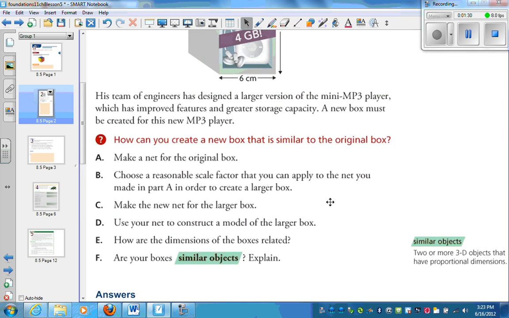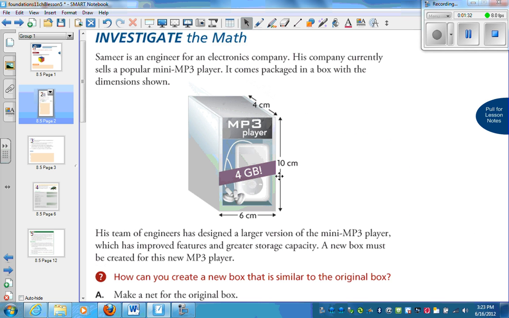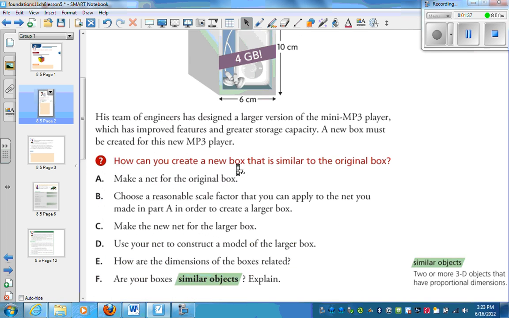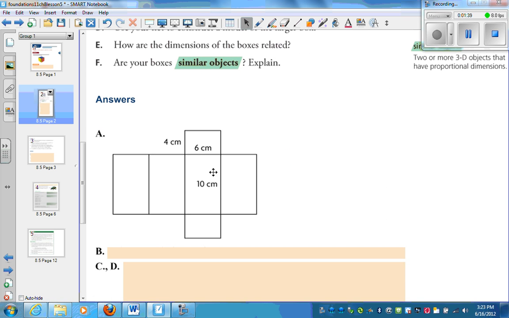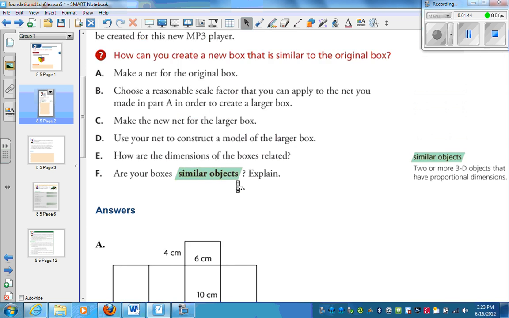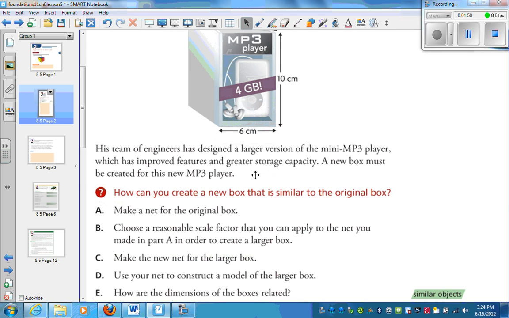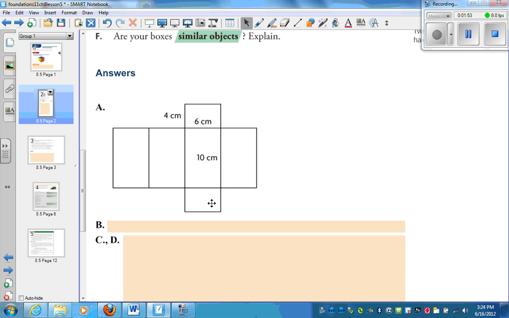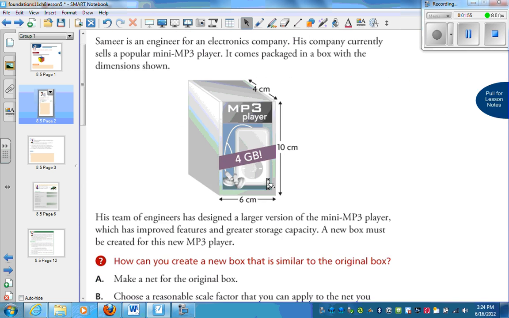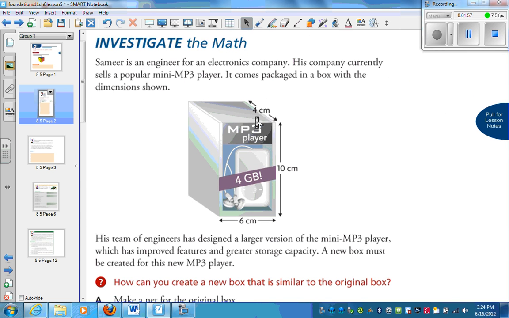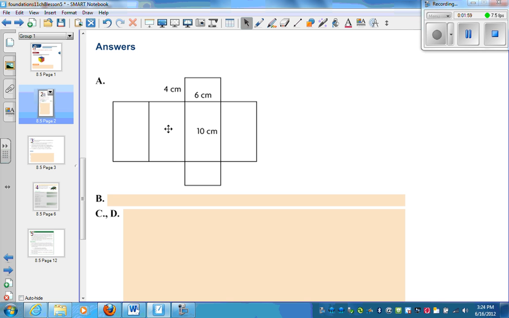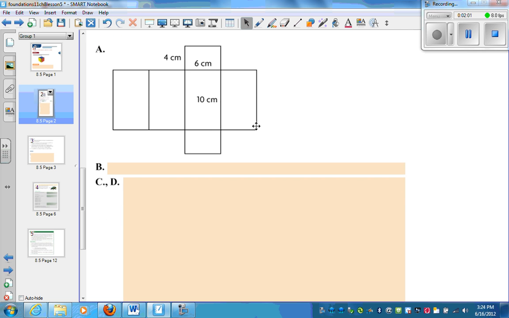So you can see that we have one side here that's going to be 10 by 6. And there's actually going to be two identical sides that are 10 by 6. So here I have my 10 by 6 and a 10 by 6. Then I have sides that are going to be 6 by 4. I'm going to have two of those. And then I'm going to have some 10 by 4s as well. Okay, so that's my net.